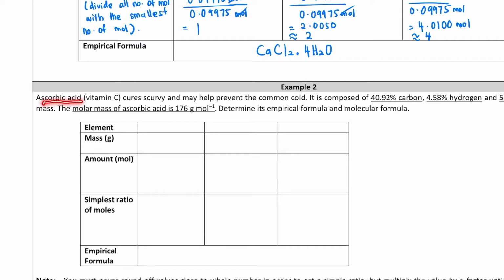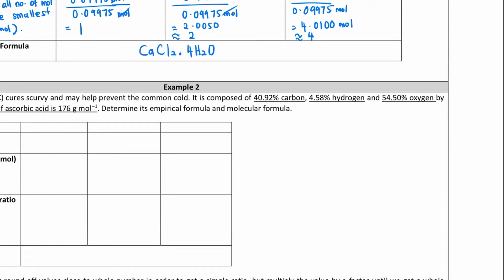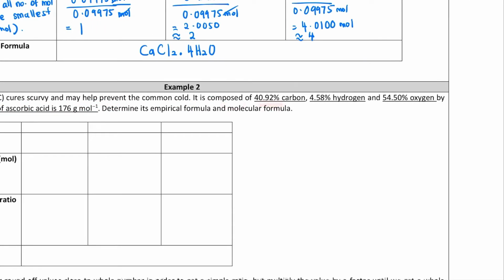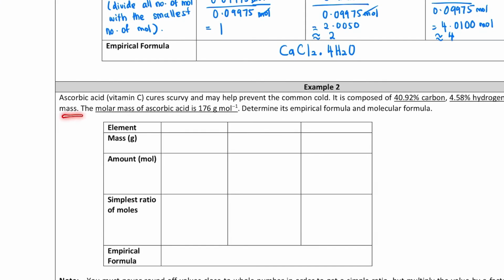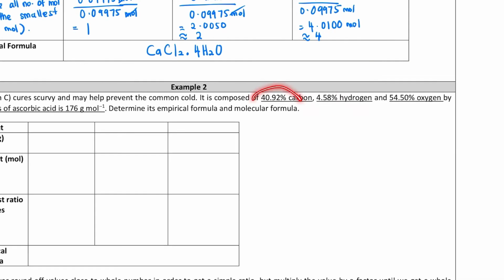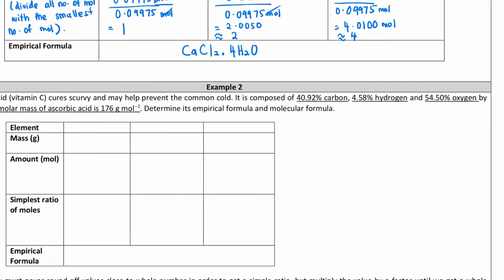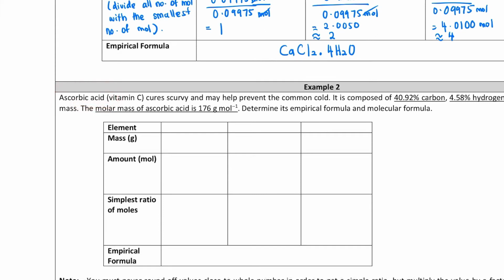Okay, so ascorbic acid, which is vitamin C, cures scurvy and may help prevent common cold. It is composed of 40.92% of carbon, 4.58% of hydrogen and 54.5% of oxygen by mass. So it gives us the percentage by mass for each element in ascorbic acid. The molar mass of ascorbic acid is given here. Determine its empirical formula and molecular formula.